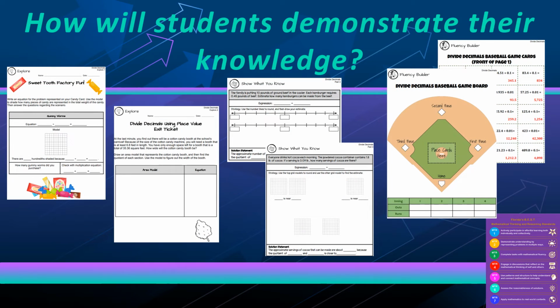Throughout the unit of study, we see numerous opportunities for the students to demonstrate their knowledge and understanding. This may include students' journals or exit tickets during the Explore, or the show what you know tasks as a follow-up. Students may also use the fluency builders with games to practice and elaborate on their content knowledge. These activities provide the teacher with informal assessment to gauge the student understanding throughout the unit.